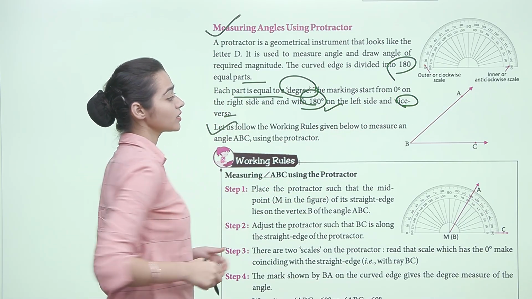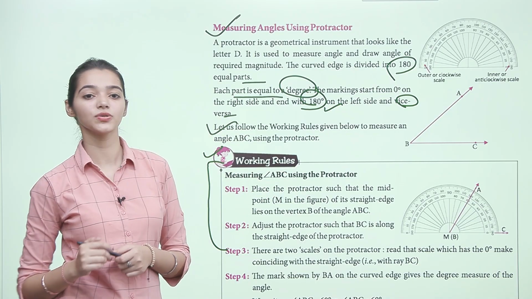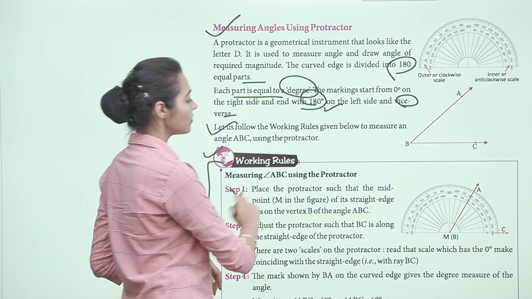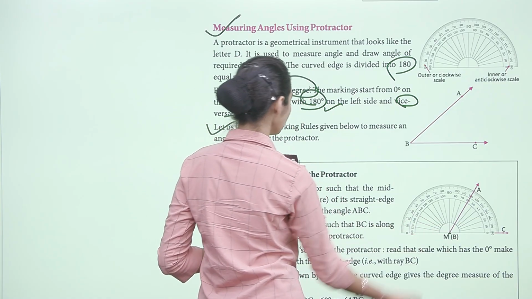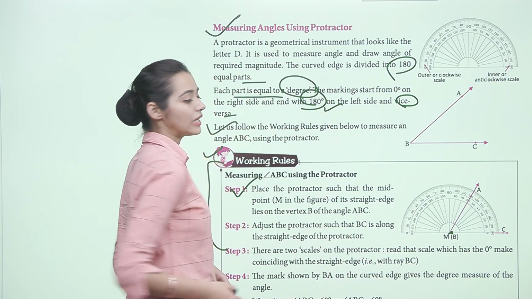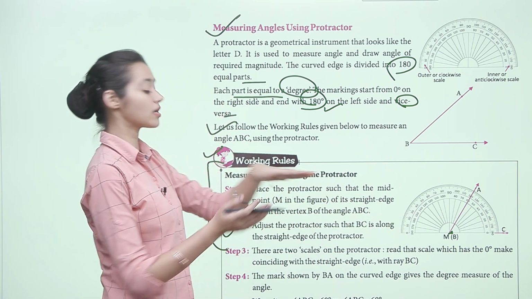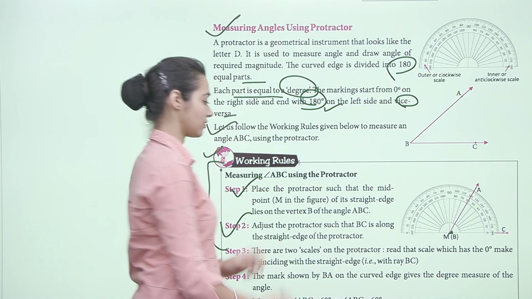Now let us follow the working rules given below. Here are the working rules for how we can measure an angle using a protractor. In step 1, we will place the protractor on the midpoint of its straight line, like this, of the angle ABC. After that, we will adjust the protractor so that BC is along the straight edge of the protractor.